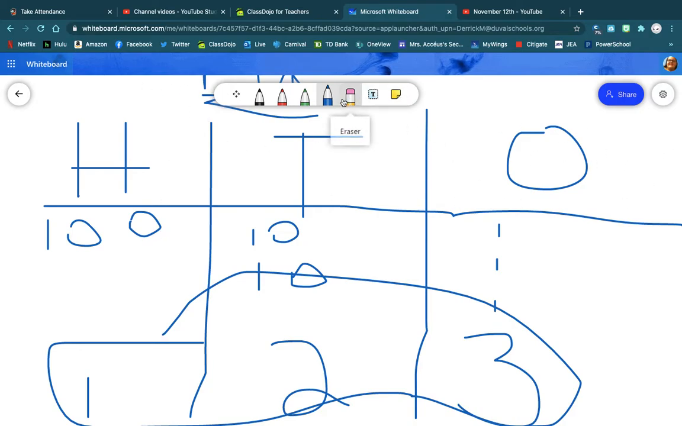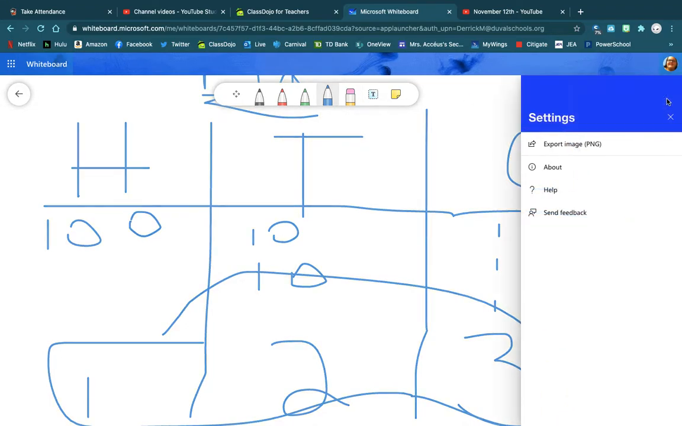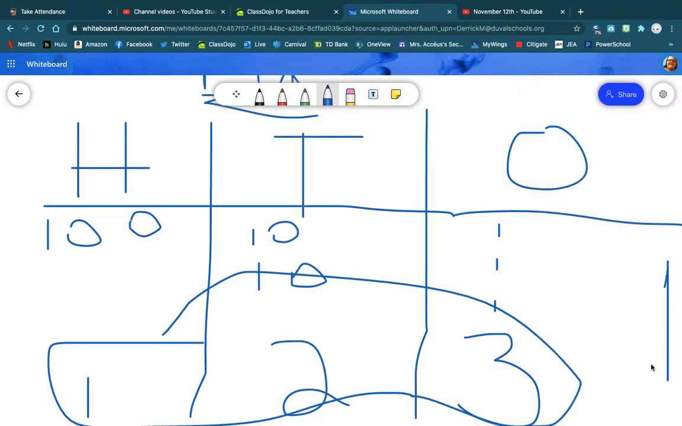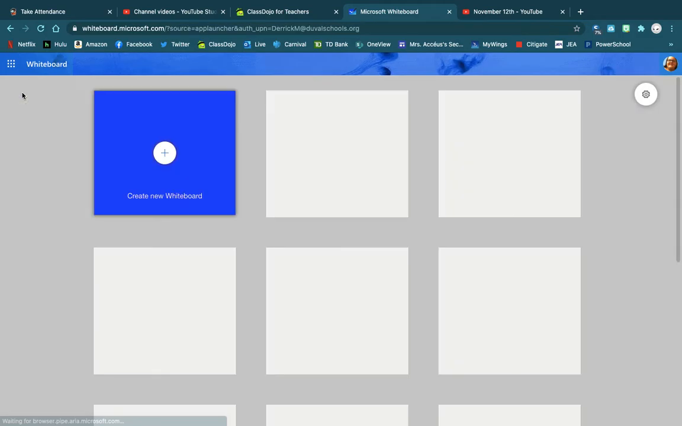Now, I just have to figure out how to erase all of this because I usually am not using it. Oh my goodness. Okay, I'll just create a new whiteboard. There, problem solved.